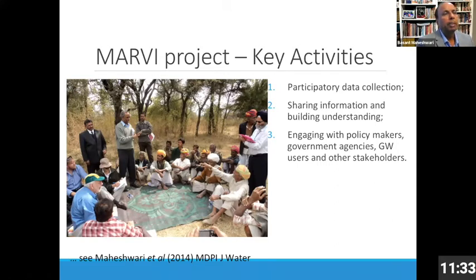So we have three key activities in this project: participatory data collection, so working with people, sharing this information and building understanding, so what is happening, and then engaging with policymakers, government agencies, groundwater users, and local stakeholders. So working with all these people together, that was the key approach we used in this project.